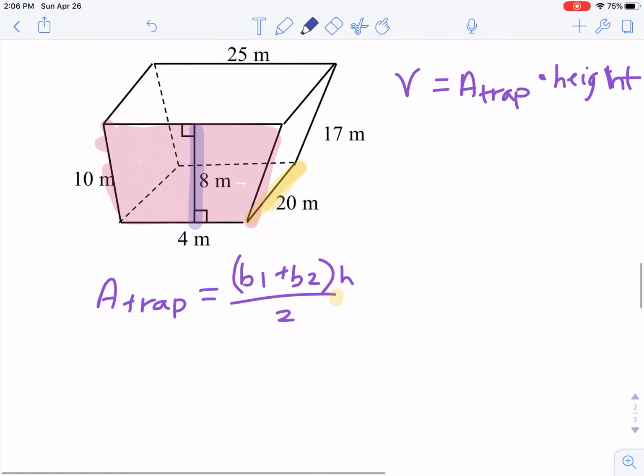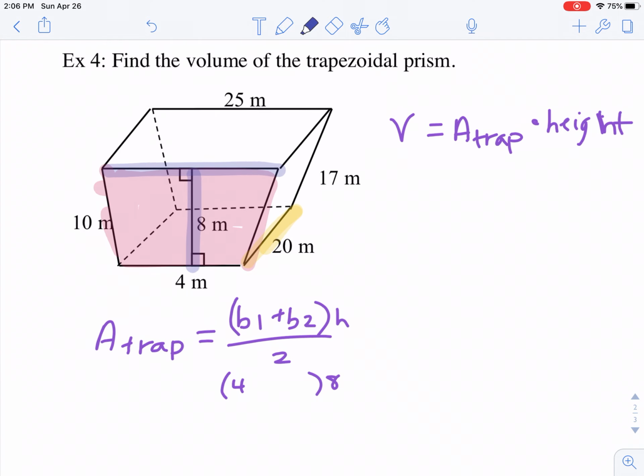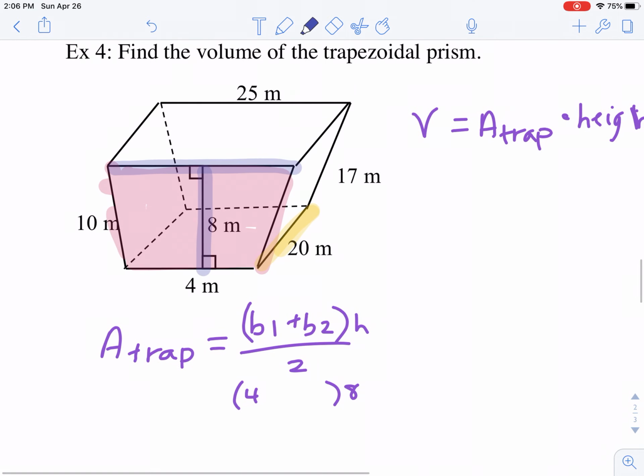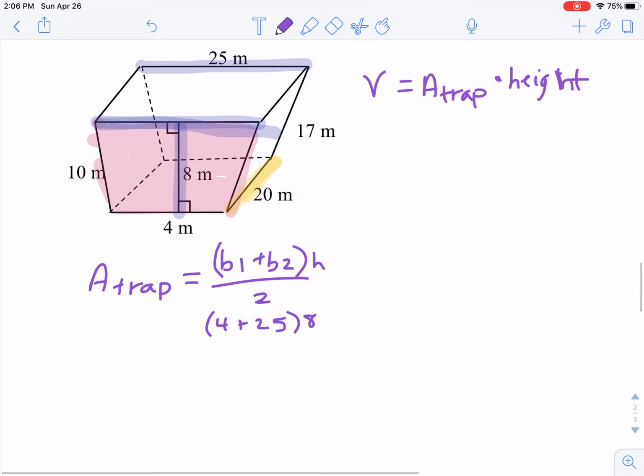So our height of our trapezoid is 8. We know one of our bases is a distance of 4. The problem is the other base we need to know is this one, and it's not labeled for us. However, if this is a trapezoidal prism, then the bases have to be congruent to each other. So this distance of 25 has to be the same as this distance that's not labeled here. So I get my other base from the other side. It's labeled right there. So base 1 plus base 2 times height divided by 2, and that's going to give me my area of a trapezoid.